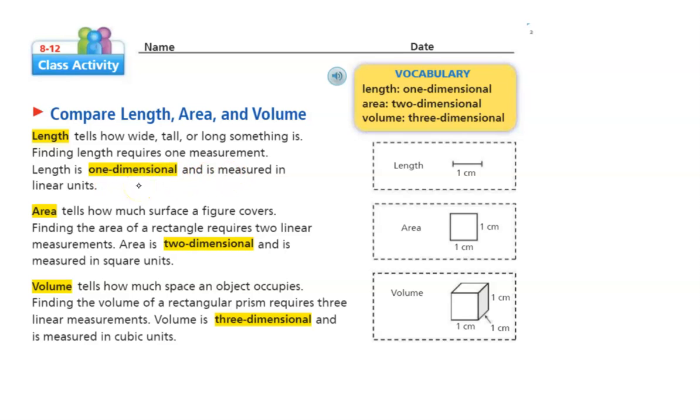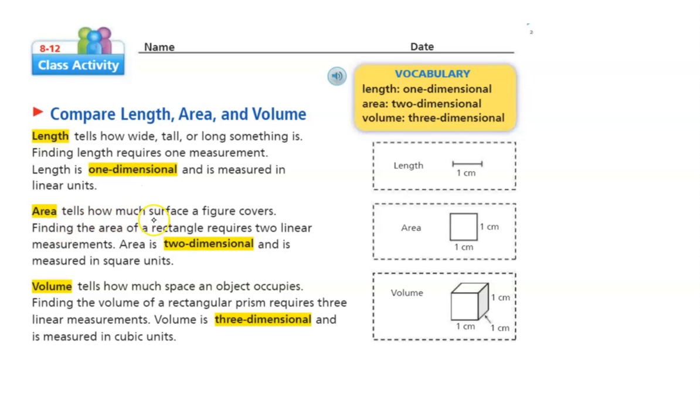For example, how tall you are is considered your length. How long a football field is, although I guess technically you could measure area for a football field. That was a bad example. How far you walk somewhere could be measured in length. So length is just one-dimensional. It's one line, which is why we call it a linear unit.